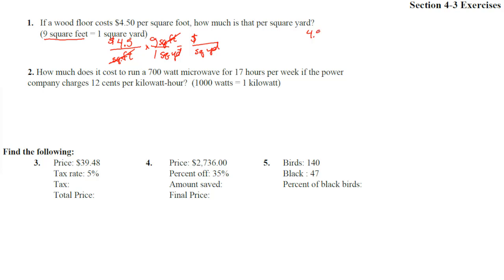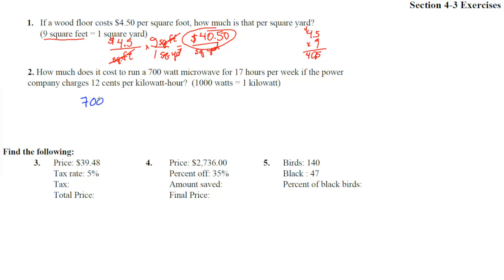So 4.5, I just skipped to the 9. 4.5 times 9. 9 times 5 is 45. Carry the 4. 9 times 4 is 36, plus 4 is 40. And then one digit behind the decimal place, 40.5. And if this is dollars and cents, then we'll put that $40.50 per square yard. Good. Number 2. How much does it cost to run a 700 watt microwave?